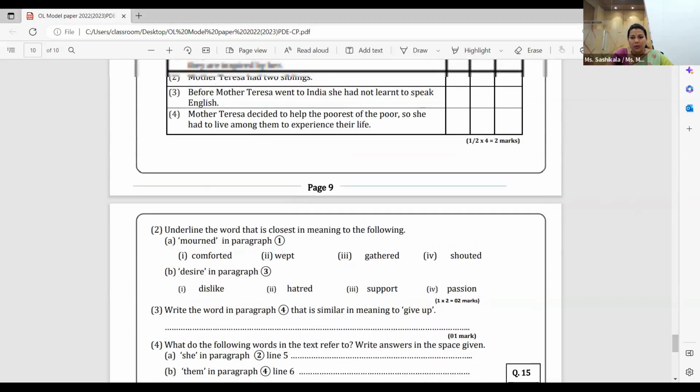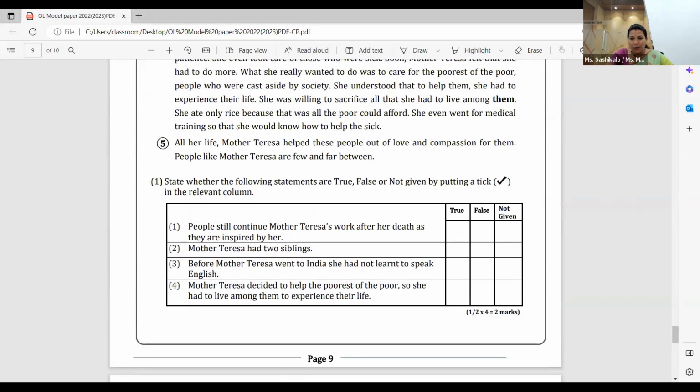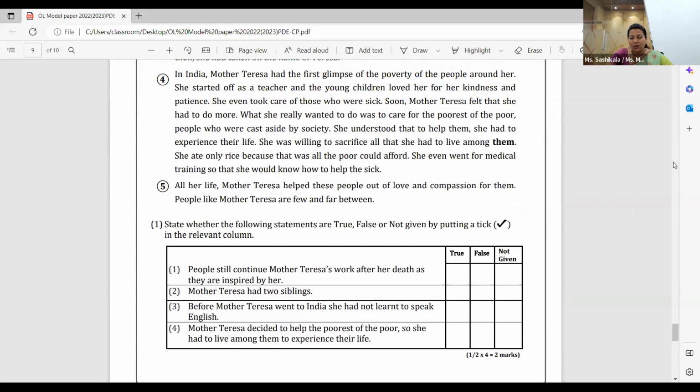Don't worry, children, you will be getting the recording as well. So the recording will be uploaded on YouTube. So you can refer to the recording later.